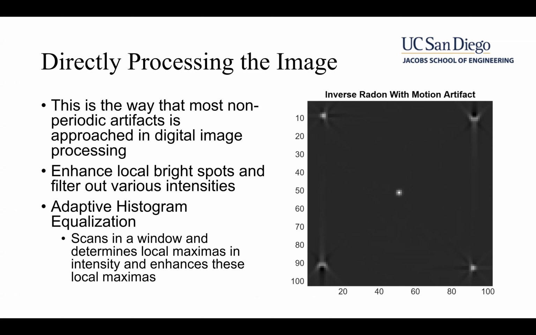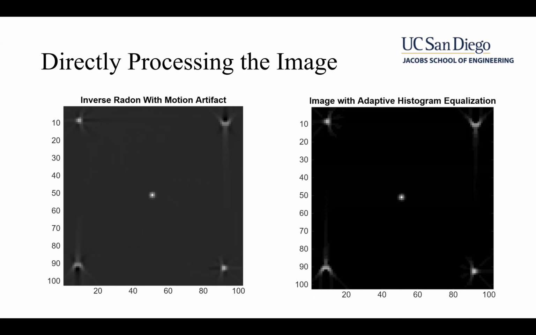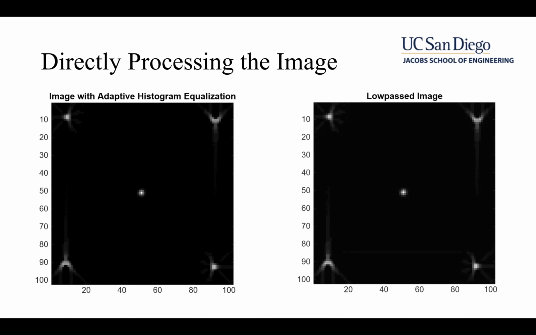And that can be done with adaptive histogram equalization, which scans the image in a window and determines local maxima and edges and enhances these edges and maxima. And as you can see, that creates an image that is very similar to the FFT fixed image. And when we compare them, you can see that it's even slightly better at removing some of the artifacts.